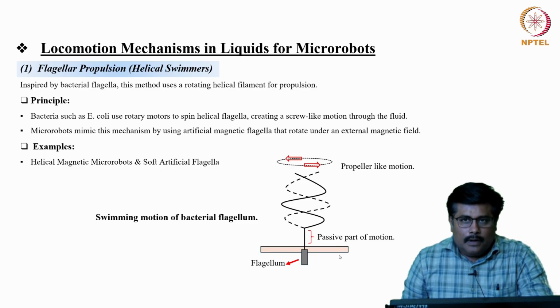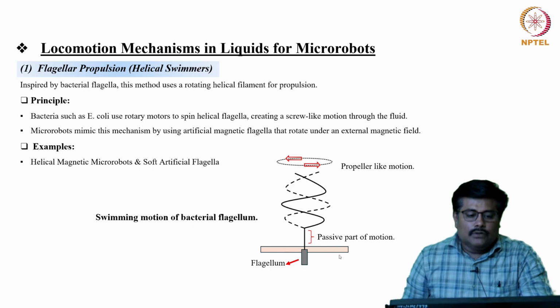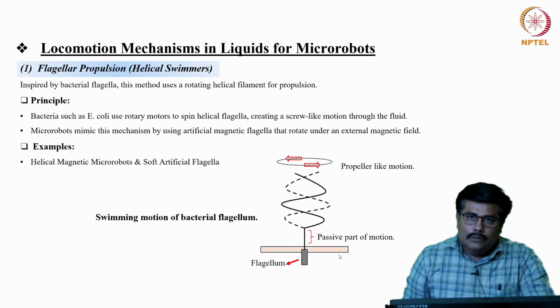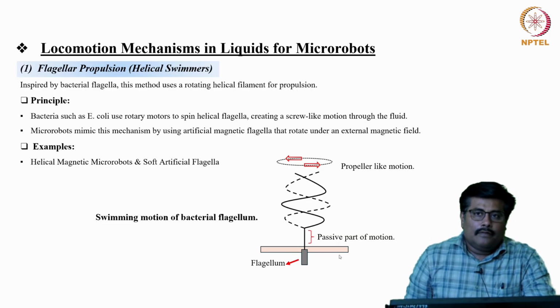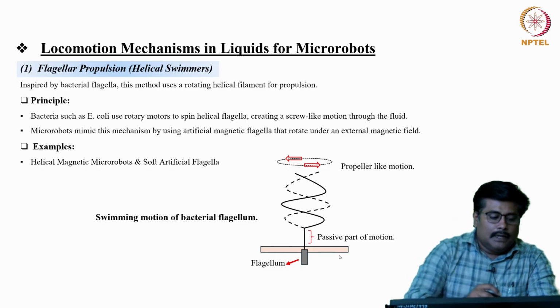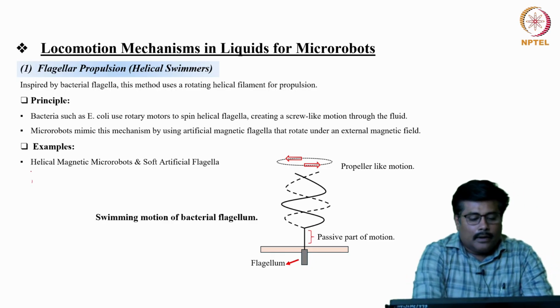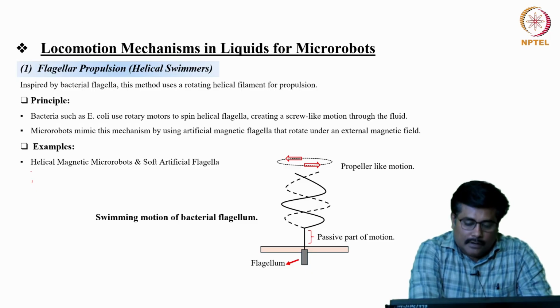The key principle involved is that bacteria such as E. coli use a rotary motor to spin a helical flagella, which creates a screw-like motion through the fluid. These micro robots mimic this mechanism by using an artificial magnetic flagella that rotates under an external magnetic field. Some examples of such systems include the helical magnetic micro robot or soft artificial flagella.